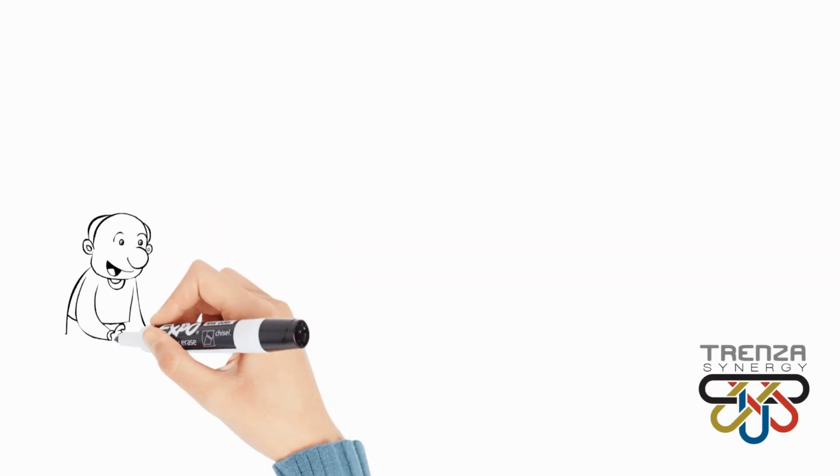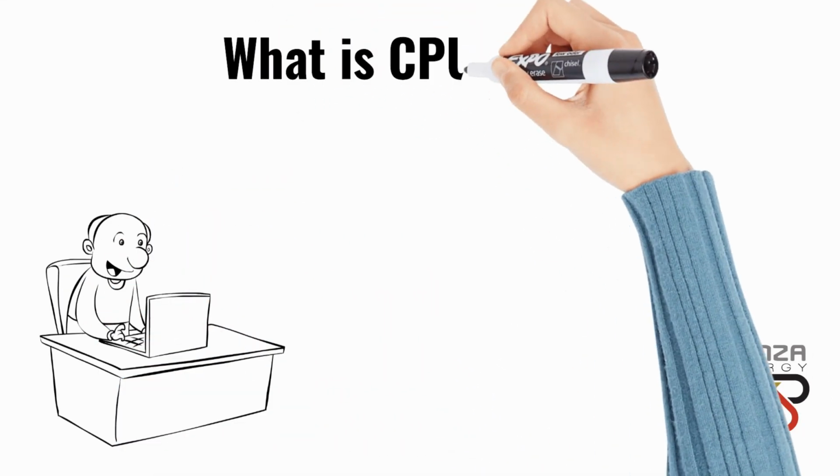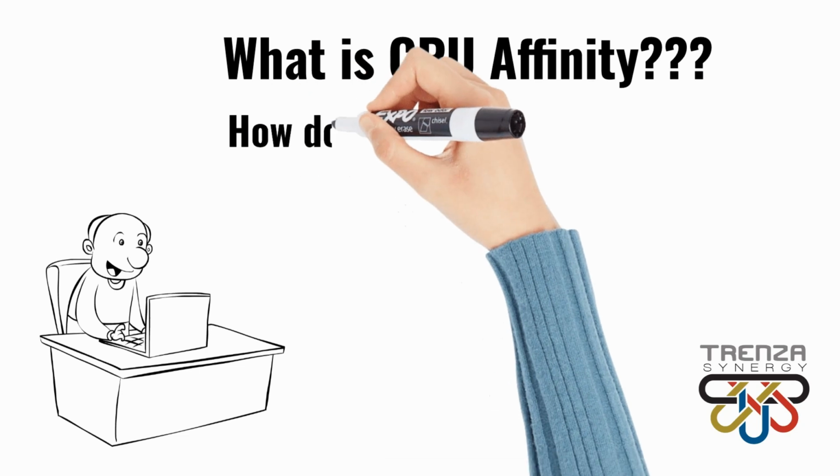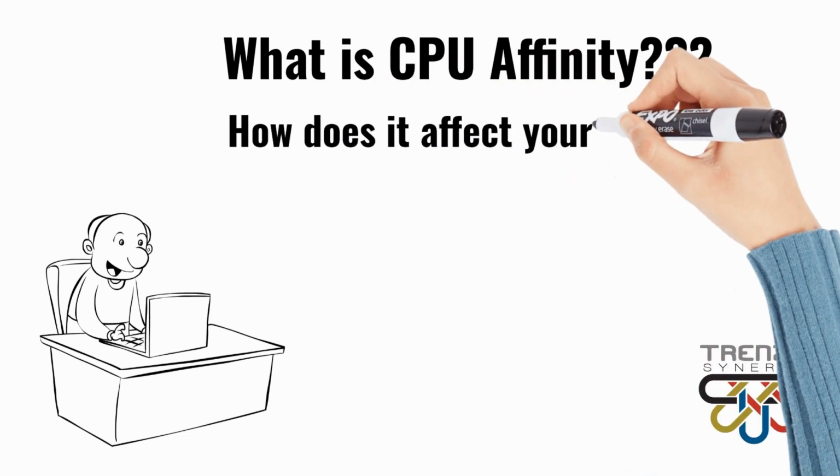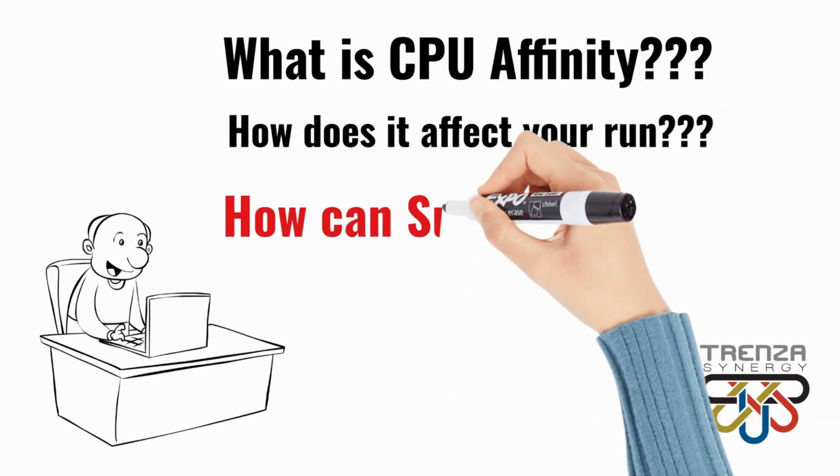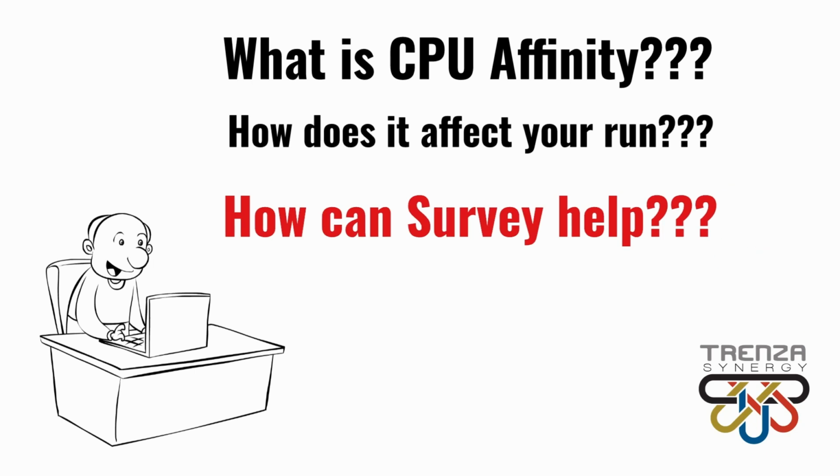Hi all! Today we are going to be talking about CPU affinity. What is it? How does it affect your run? And how can you use the Survey Performance tool to help you determine your run's affinity, and how can you make your future runs more efficient?